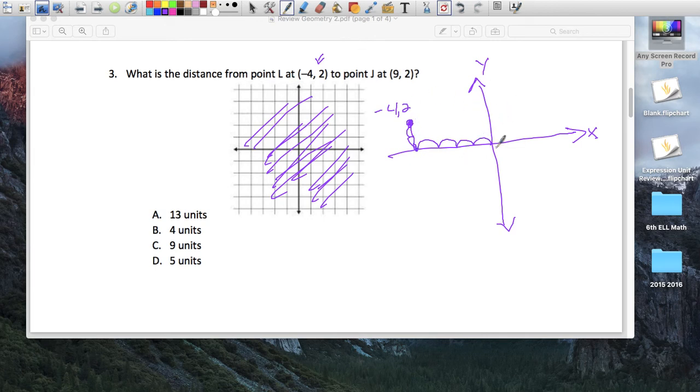The letter J would be 1, 2, 3, 4, 5, 6, 7, 8, 9 spaces to the right in this case, and 2 floors up. So that would be 9 and 2.